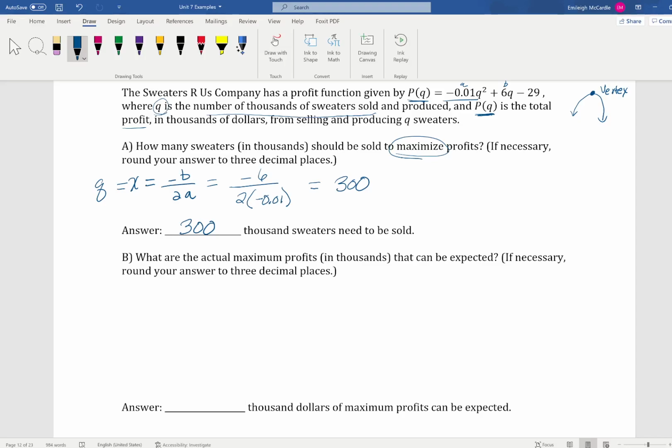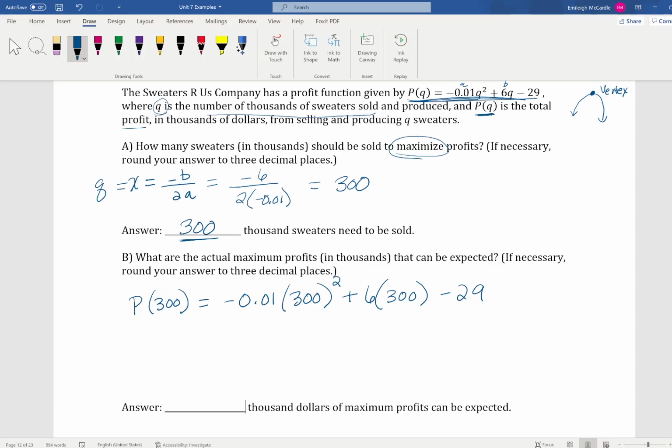Now, once we have that Q value, we can take that result and plug it into the function that was given to us to find the P value or the profit, the maximum profit, okay? And so that's what we'll do next. We're going to take this answer and plug it into our equation. Our function here. So we've got P of 300 equals negative 0.01 times 300 squared plus 6 times 300, minus 29. Okay, and again, this is coming from the function in the problem.